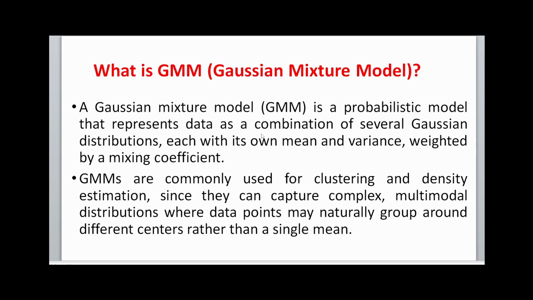So what is GMM? It's a probabilistic model that represents data as a combination of several Gaussian distributions, each with its own mean and variance, weighted by a mixing coefficient. These are commonly used for clustering and density estimation since they can capture complex multimodal distributions where data points may naturally group around different centers rather than a single mean. This model is a probabilistic model.